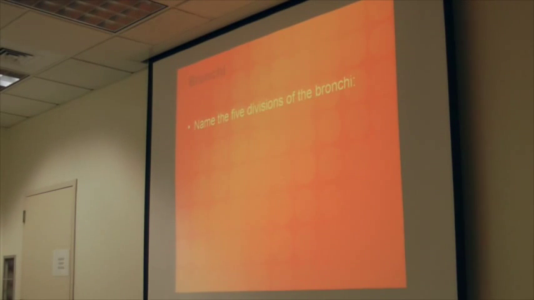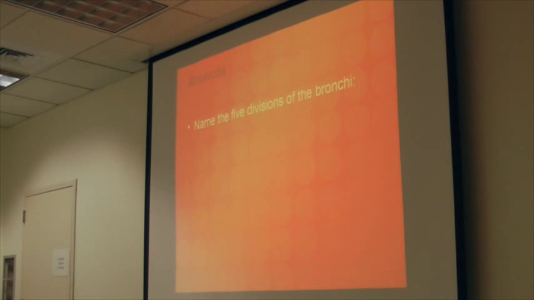Bronchi, it says name the 5 divisions of the bronchi. Do you know what the first division is coming off the trachea? Main stem. Okay, so the main stem bronchi is first. Lobar. Very good. Next is lobar bronchi. Segmental. And small. How do you know that so quickly? Listen to your tape.